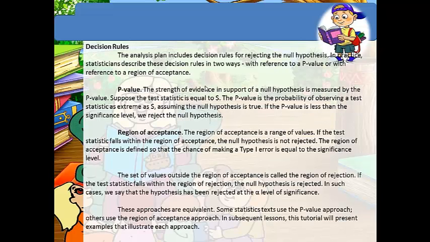Now the decision rules. The analysis plan includes decision rules for rejecting the null hypothesis. In practice, statisticians describe these decision rules in two ways: with reference to a p-value or with reference to a region of acceptance. The strength of evidence in support of a null hypothesis is measured by the p-value. Suppose that the test statistic is equal to S. The p-value is the probability of observing a test statistic as extreme as S, assuming that the null hypothesis is true.